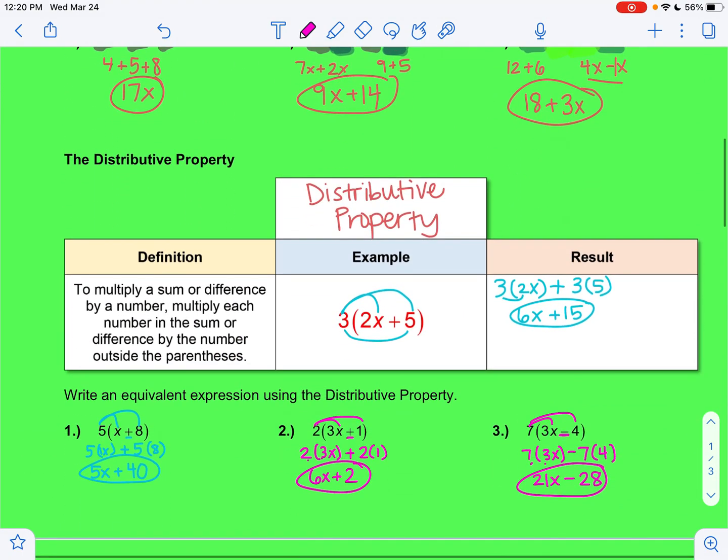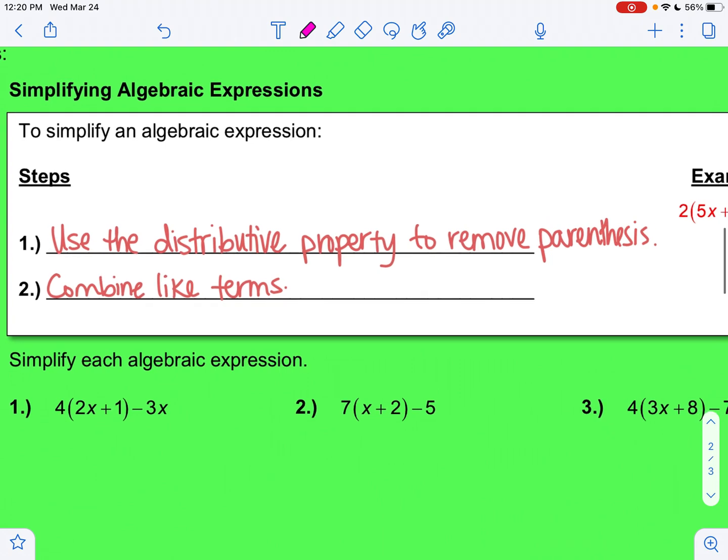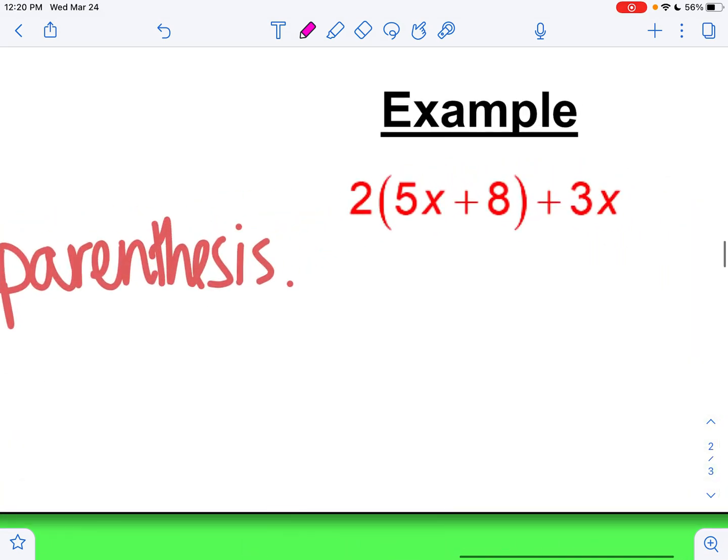Alright, so we just practiced combining like terms and the distributive property. Now let's practice both of them. So go ahead and fill out this white box. Here are the steps to simplify an algebraic expression. You first need to use the distributive property to remove the parentheses. And then you need to combine like terms.